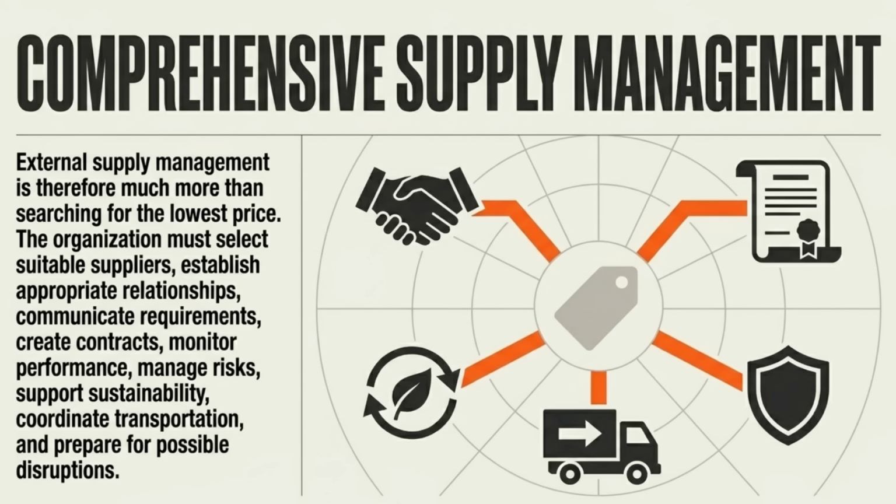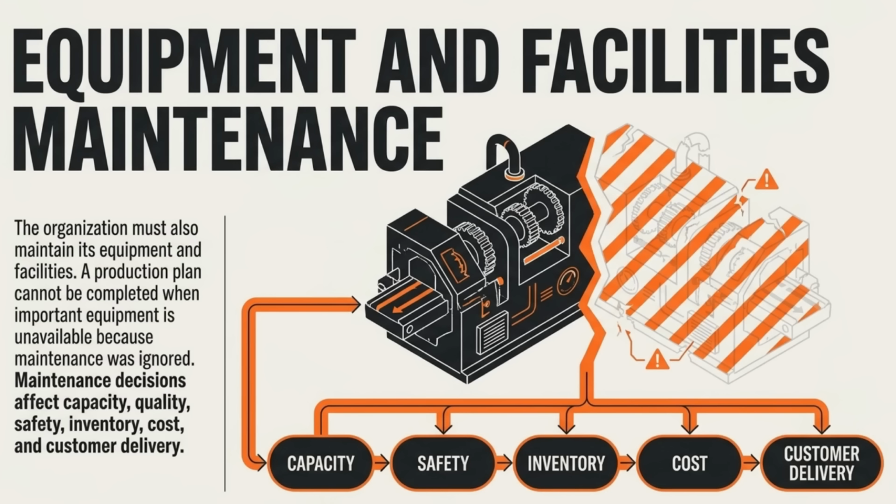The organization must select suitable suppliers, establish appropriate relationships, communicate requirements, create contracts, monitor performance, manage risks, support sustainability, coordinate transportation, and prepare for possible disruptions. The organization must also maintain its equipment and facilities. A production plan cannot be completed when important equipment is unavailable because maintenance was ignored. Maintenance decisions affect capacity, quality, safety, inventory, cost, and customer delivery.